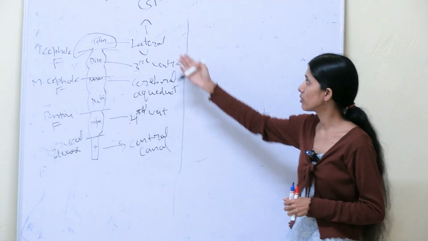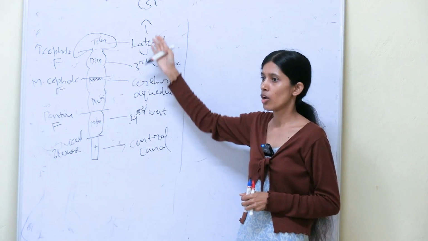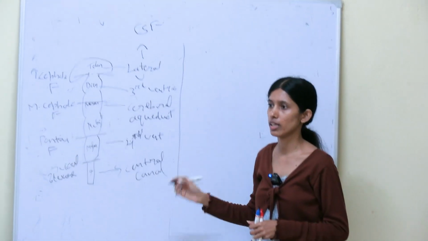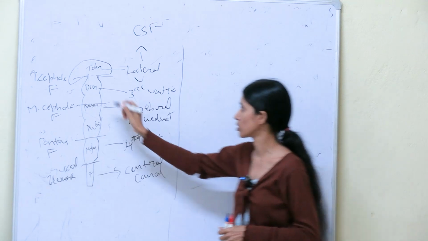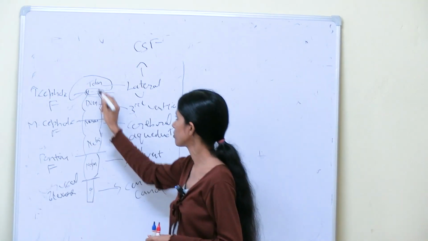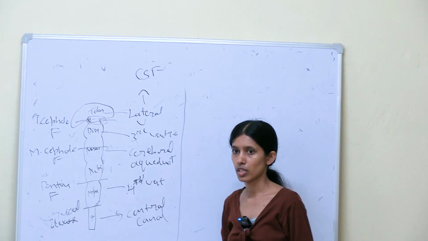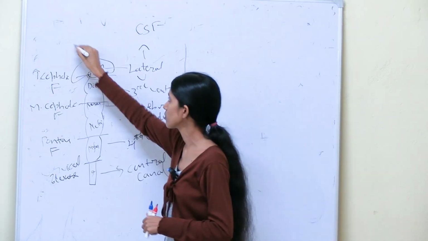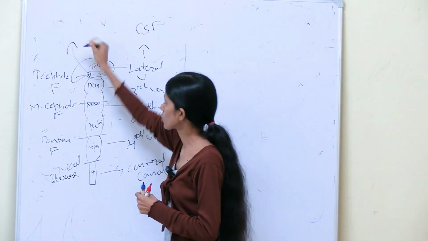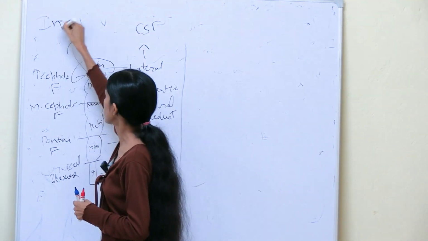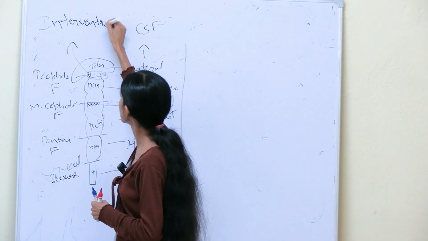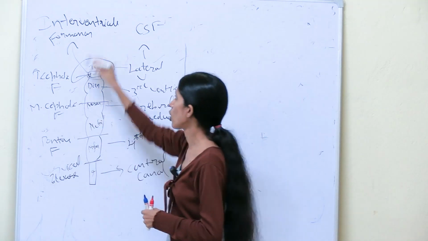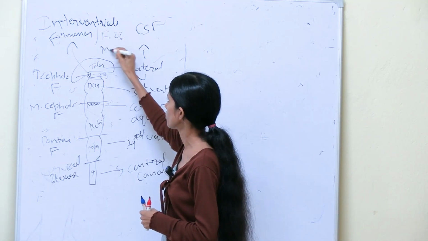Okay. So whatever CSF is produced in the lateral ventricle will run until your central canal through the foramens. Okay. Foramens are the gateway between these ventricles. So what are all the foramens we can see? The foramen present between your lateral ventricle and third ventricle is called the interventricular foramen, which is also known as the foramen of Monro.